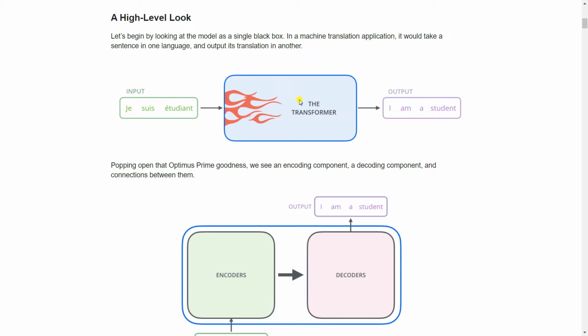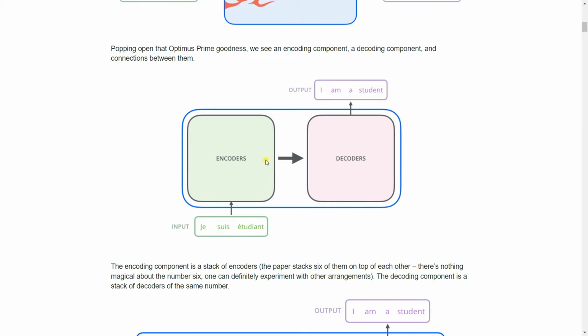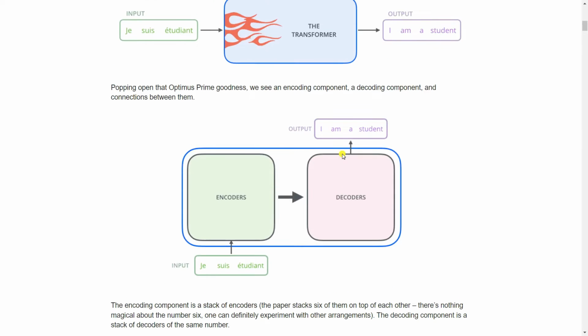Now we are going to see the in-depth architecture, how it is actually happening, what kind of layers, and what kind of encoder and decoder are inside the transformer. A transformer works in an encoding and decoding format. In a transformer there is an encoder and also a decoder.